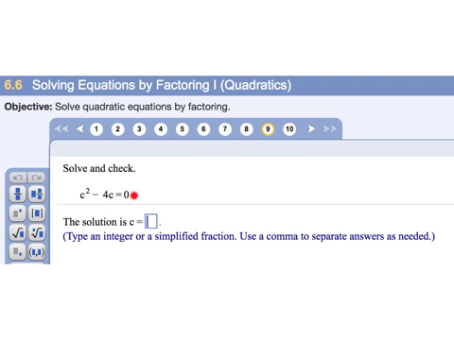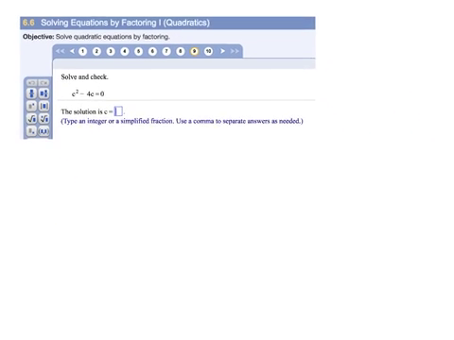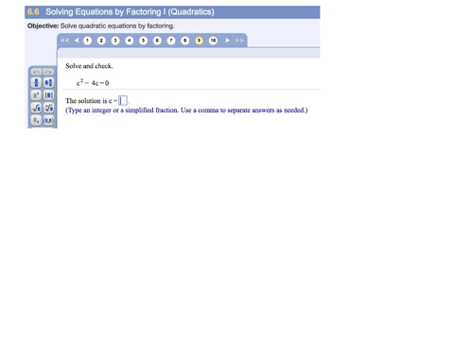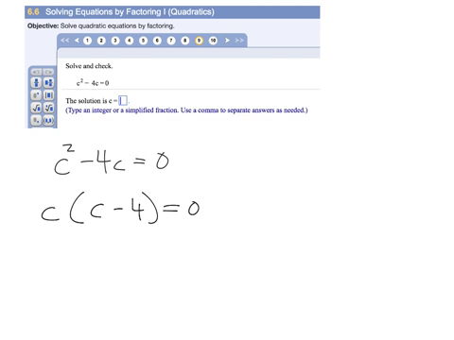All right, so we begin by noticing that we do have a 0 on the right side, so we're cool there. So we've got c squared minus 4c is equal to 0, but I have a common factor of c. So I'm going to factor out that c, and I get c times c minus 4. So we don't really need a box over here, because we see that either c equals 0 or c minus 4 equals 0.